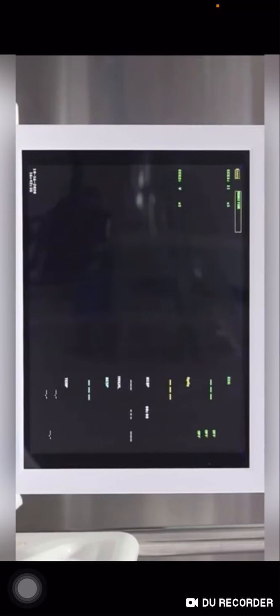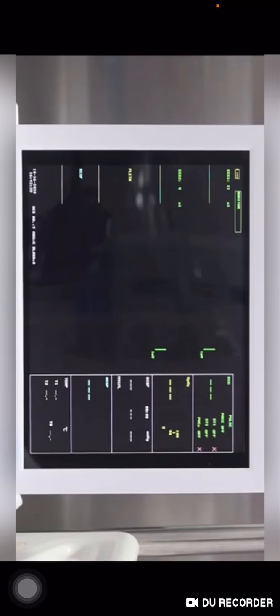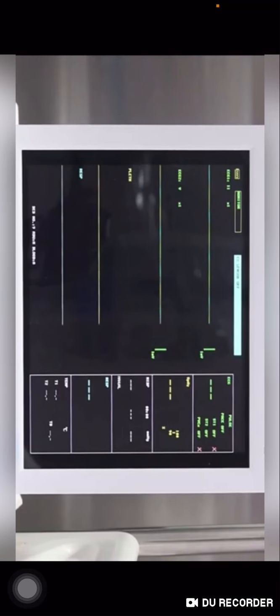Also, there is Wi-Fi connection sometimes in some patient monitors. We have seen here in the video the first part, second part, and third part. The first is ECG, and the second one is SpO2.